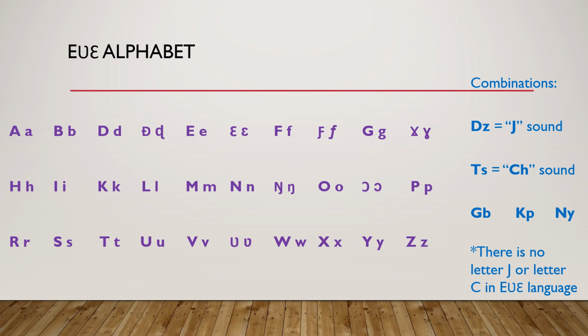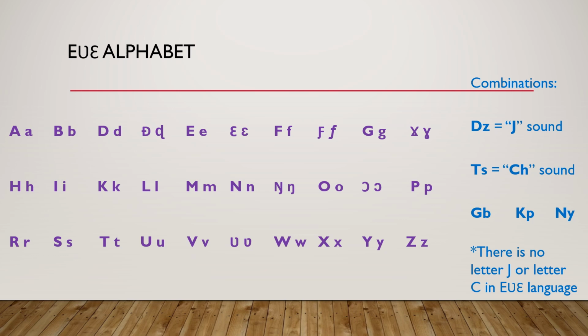The next combination is the BG. That's quite a heavy sound. You just need to practice to make it. You start with a closed mouth and you end with an open mouth. The next combination is the KP. You make it the same way. You start with a closed mouth and you end up with an open mouth. The next one is the NY, which is ny.